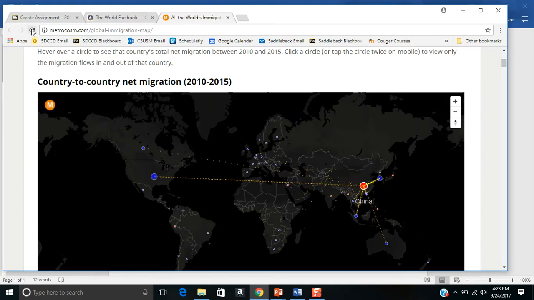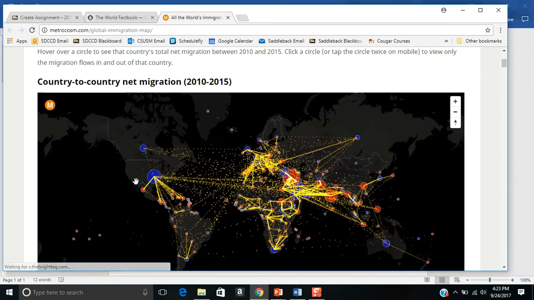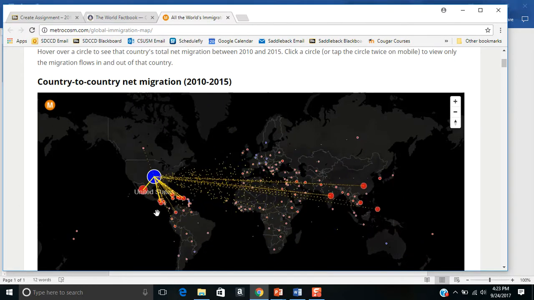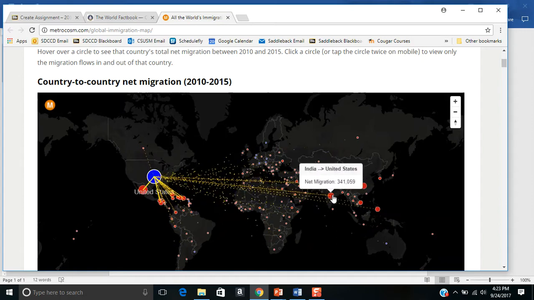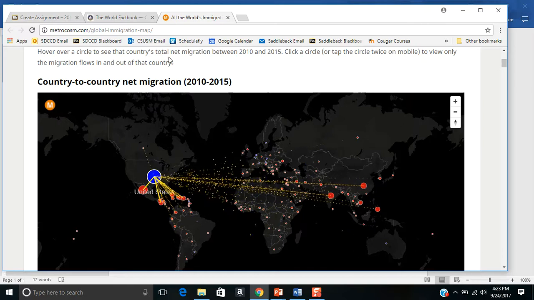So you're going to do this exercise for 3 countries, and you are going to pick 3 countries. You're going to come in here and click on their bubbles. You're going to want to look at some of the major places that people are migrating from and to. You can get that information if you hover over them. And so you want to make note of all of those.